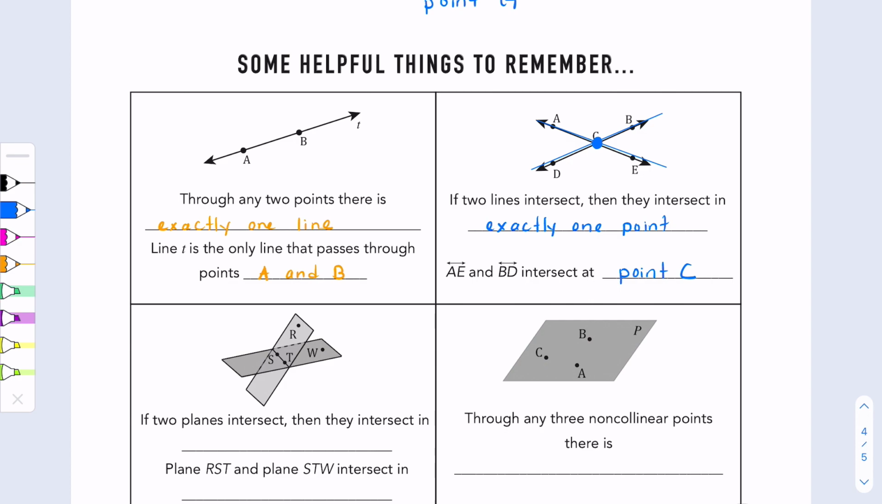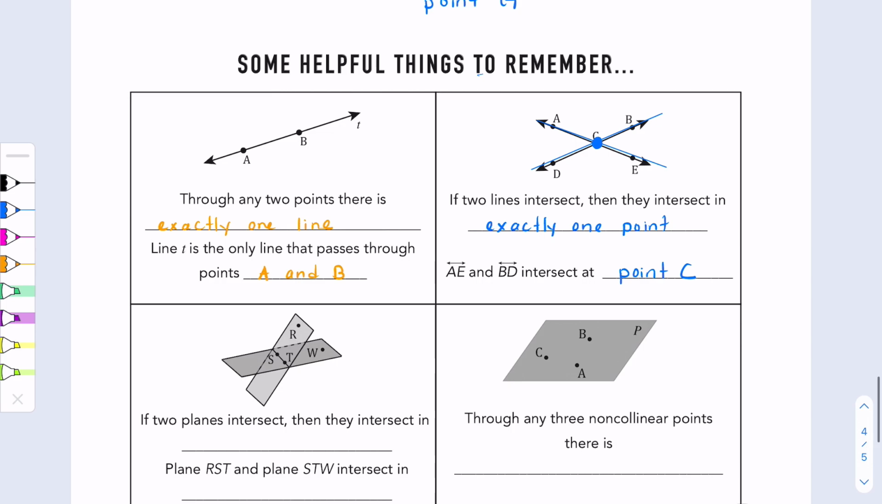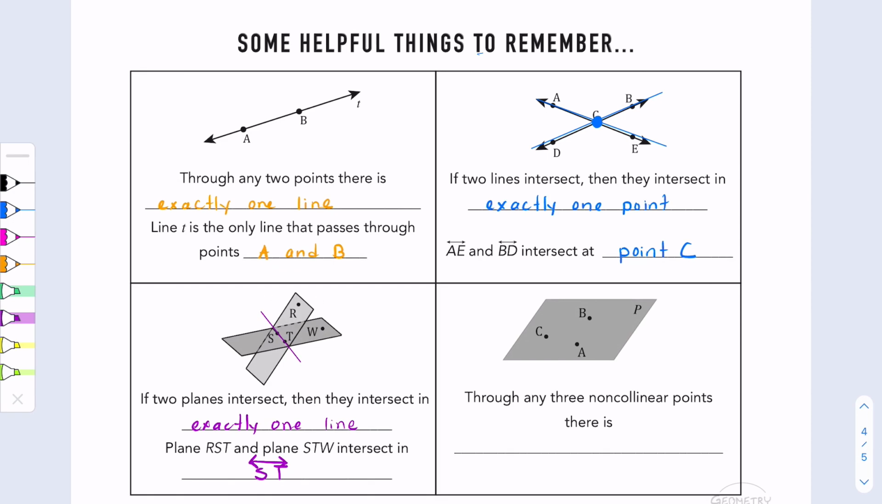Next, we're looking down here. If two planes intersect, then they intersect in exactly one line. Plane RST and plane STW intersect in line ST. That would be right here where these two planes intersect. And the last section, through any three non-collinear points, there is exactly one plane.